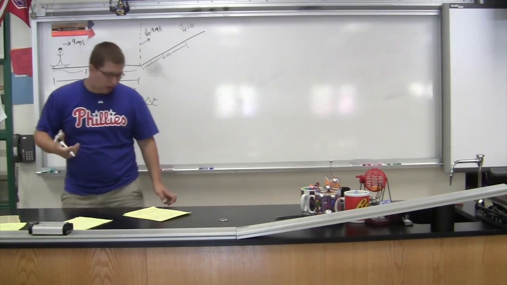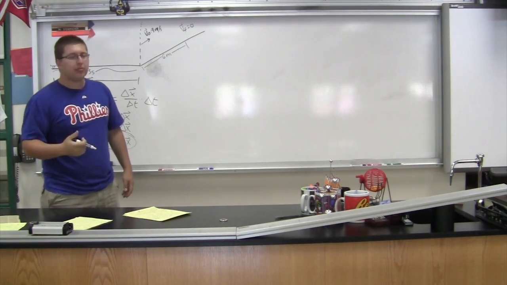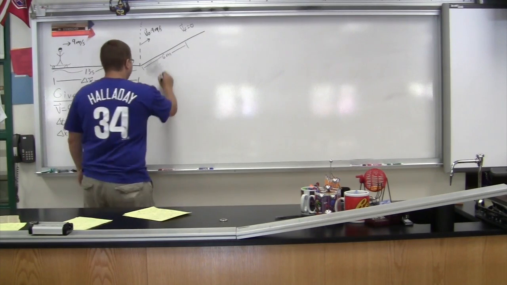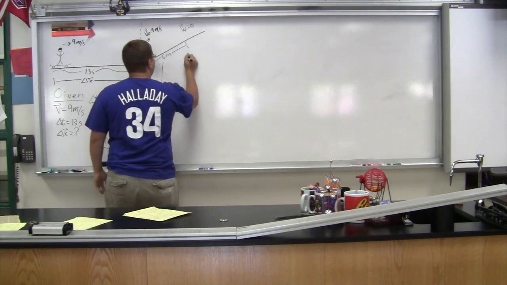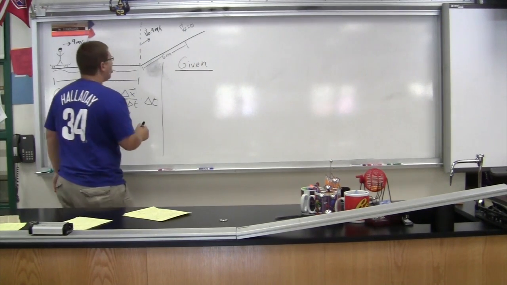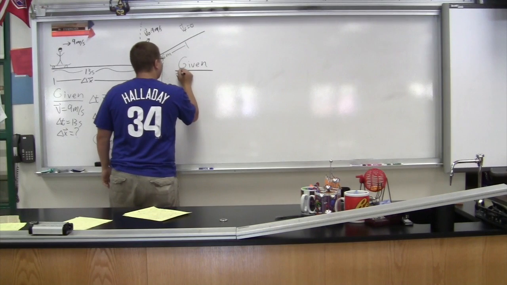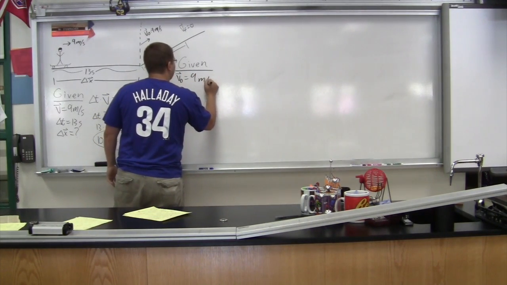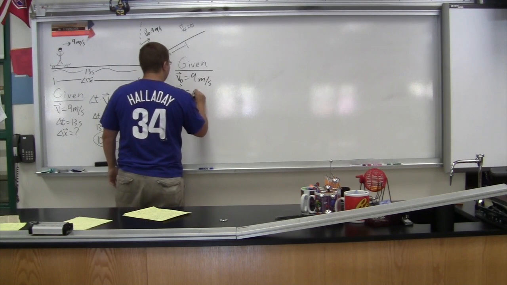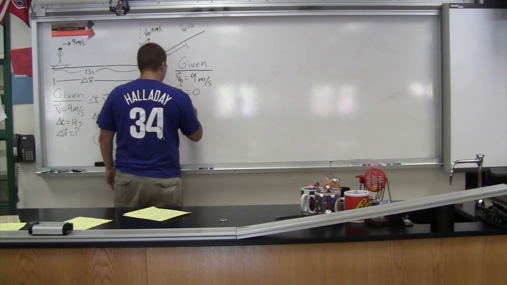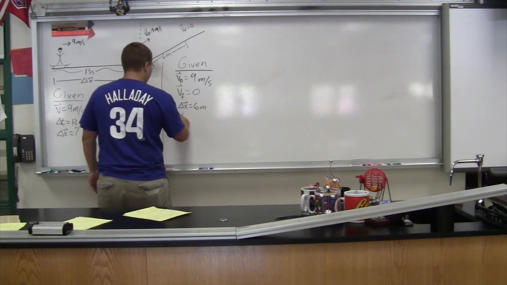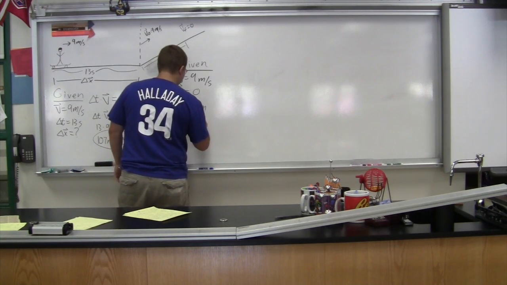And then the next question is, how long does it take for him to get to the highest point? He stops at the highest point. So I'm going to write down my given. We know that VO is 9 meters per second. We know that VF is 0. We know that delta X is 6 meters. And the question is, how long did that take?